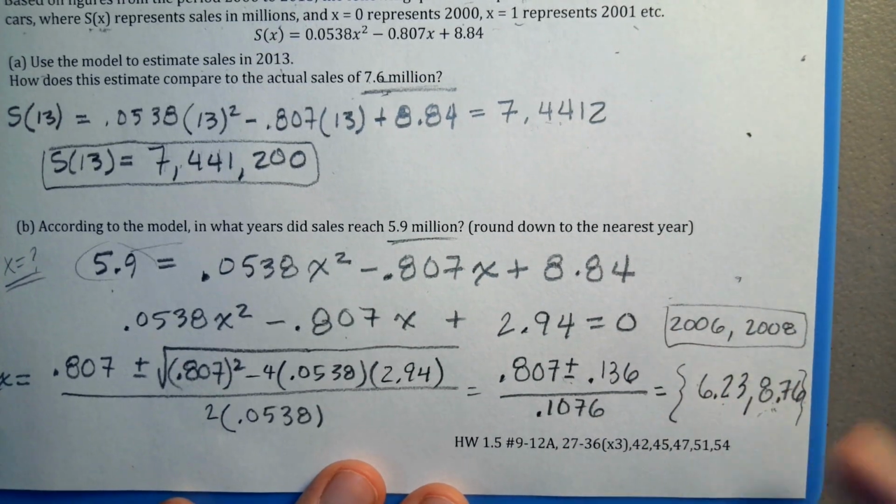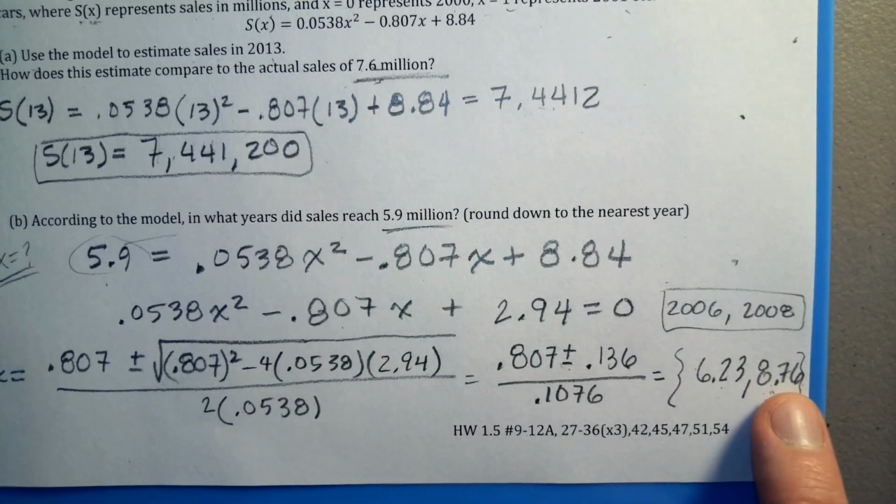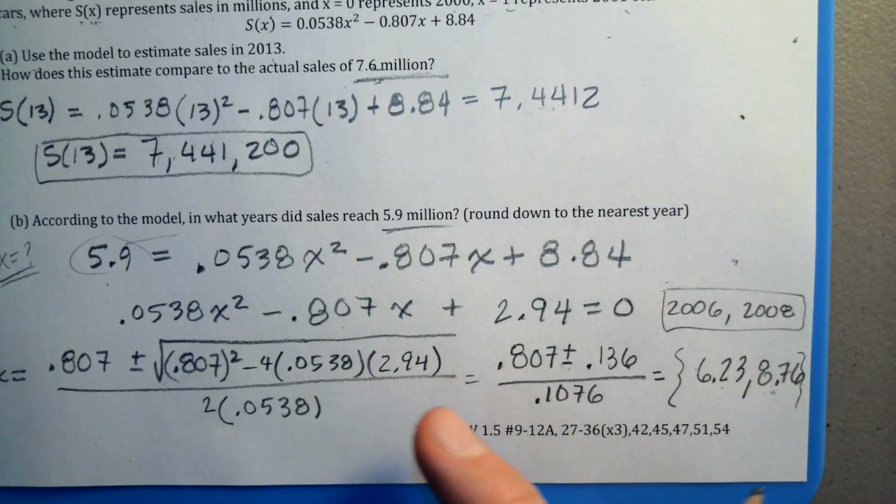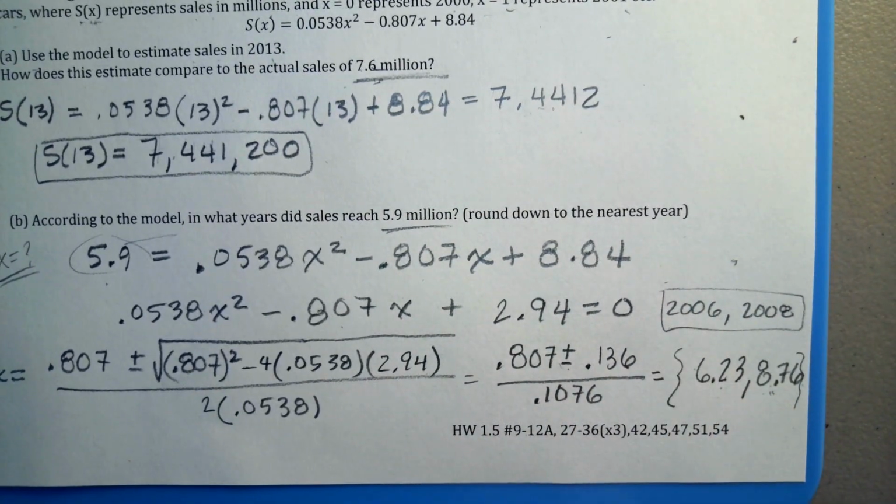Because this is well into the 8th year since 2000, it's almost 2009, but not quite. It's still in the year 2008. So that's why we're rounding down. We're truncating those rather than rounding.